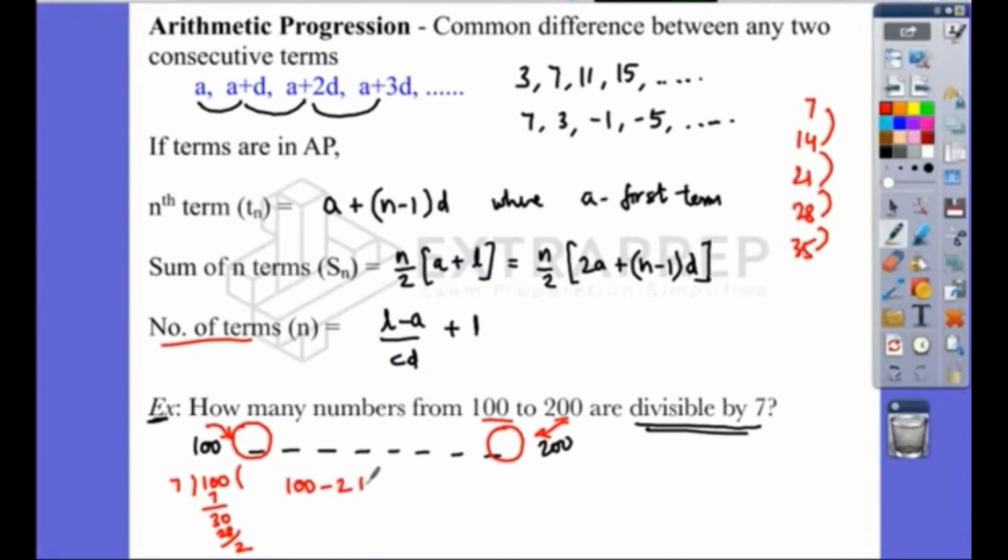For that reason, you will add 7 again. Remember this. While finding the smallest number, you always add the divisor. So what is it? 105 is the first number after 100. The last number is simple.